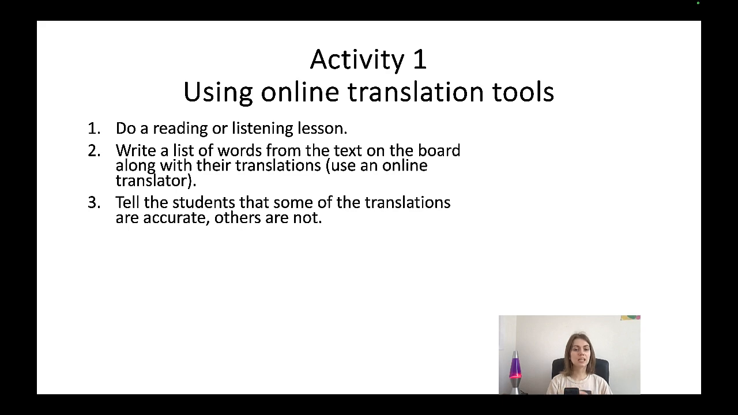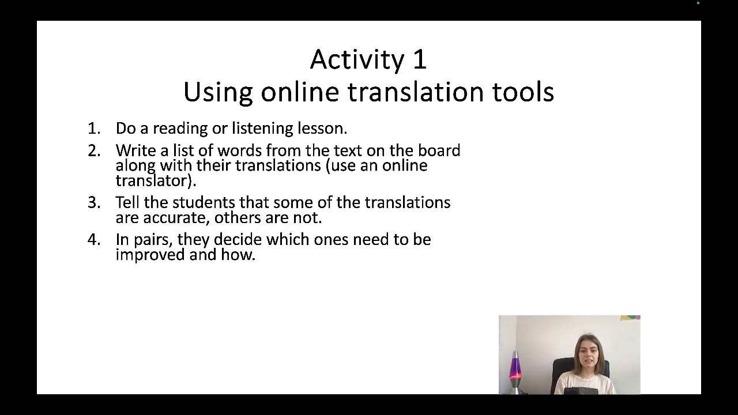After that, you tell the students that some of those translations are accurate and they are gonna work, but then some of them aren't the best. And at this point, because they have read a text or they have listened to a text, they are more or less familiar with the context of the text. So they know, they could anticipate what those translations could be, so they should be able to spot the ones that are not quite it.